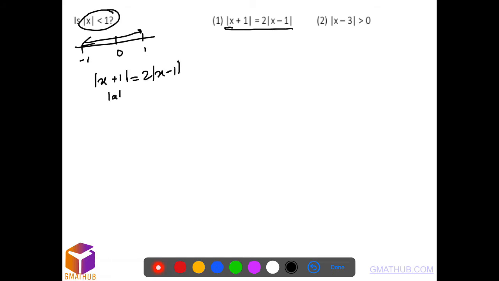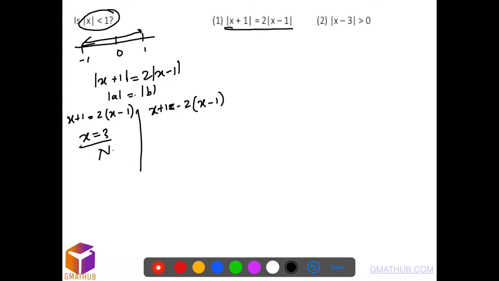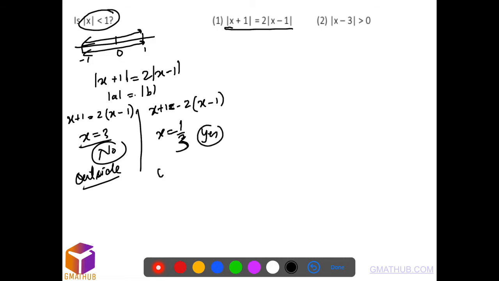First statement, it is mod of a equal to mod of b. So we'll take two cases, a is equal to b and a is equal to minus b. So from here you'll get x is equal to 3. That's a no case, it's outside this window of minus 1 and 1. From here you'll get x is equal to 1 by 3, which is a yes case, which is within this window of minus 1 and 1.